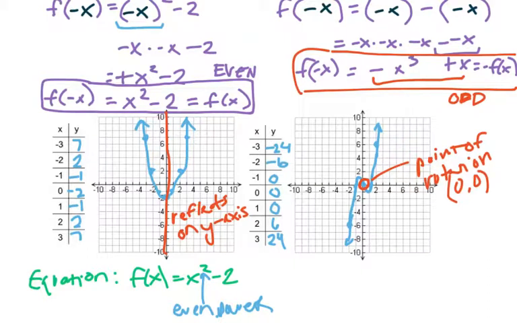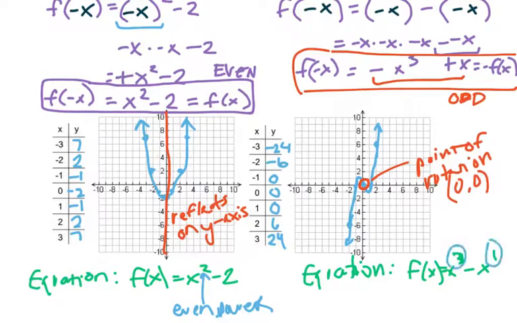And then the last piece, of course, is the equation. And as you can see in the equation, our function has x to the power of 3, and then also an x to the power of 1. And so because both of these are odd powers, or odd exponents, we end up with an odd function. So that is how you identify.